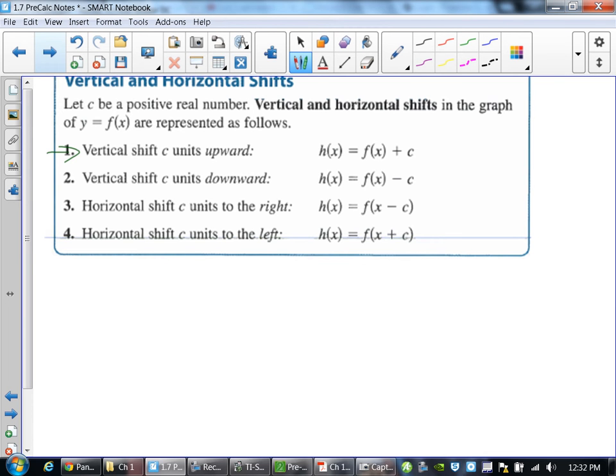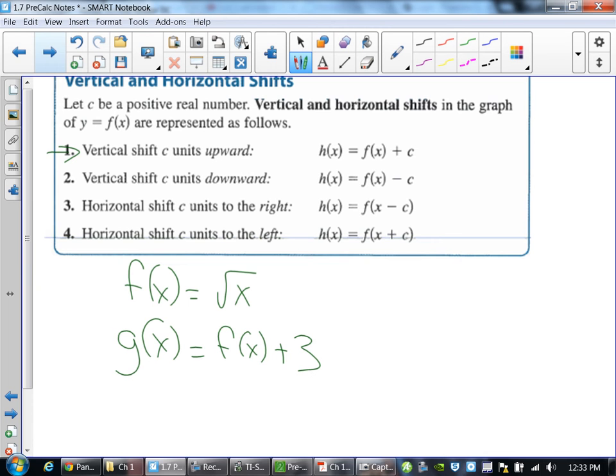For example, if f of x here was, let's say, the square root of x, we'll say f of x is the square root of x. And I want to make this function g of x by taking f of x and adding 3 to it.